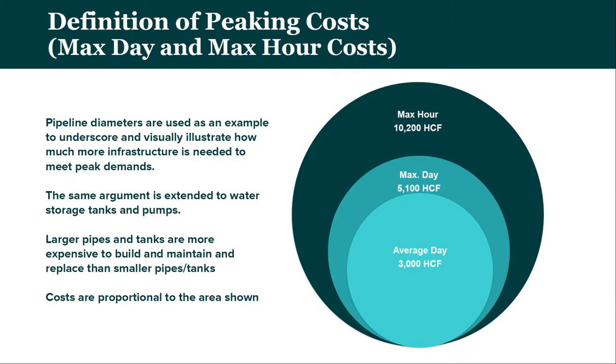So if it was just a regular day, this graph here shows, to make the point, different pipe sizes. If it was an average flow, you could just have a pipe the size of the inner circle there. But when water's really flowing, and if there's a fire, then that pipe or that tank needs to be sized to meet that peak load, and you would need a bigger pipe and a bigger tank. So you have to upsize the system to meet peak needs, and there's a cost associated with that. Bigger tanks, bigger pipes, cost more to replace, cost more to operate. So that's the definition of peaking costs.